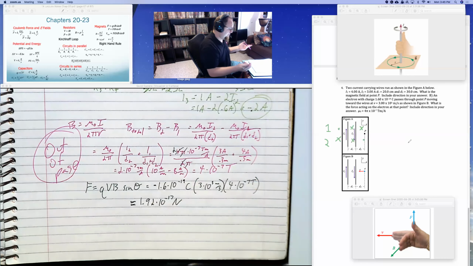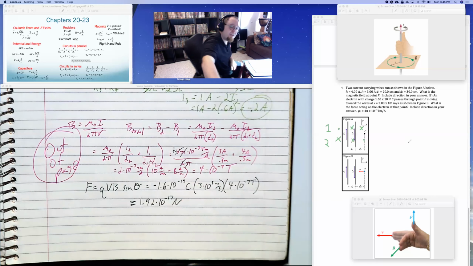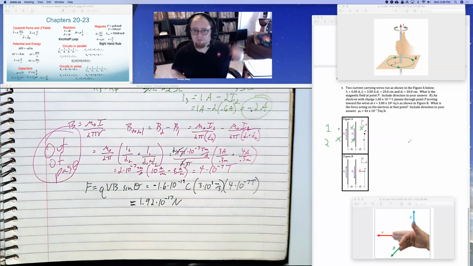I could say negative, but once again, I want the magnitude of the force. I said magnitude and direction. Well, I just said include your direction. I think I would have accepted it with the negative or without. But the important thing is the direction. So let's think about the direction.